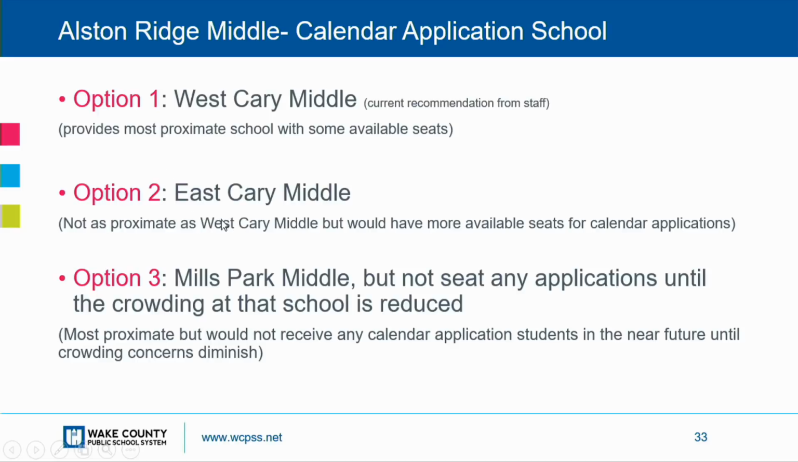Option 3, you could offer, let's say, Mills Park Middle School, but not seat any applications until the crowding at that school is reduced. And I couldn't give you a time frame of when we would have seats available or when we would begin to be able to seat students. And the current recommendation is West Cary. That's correct.